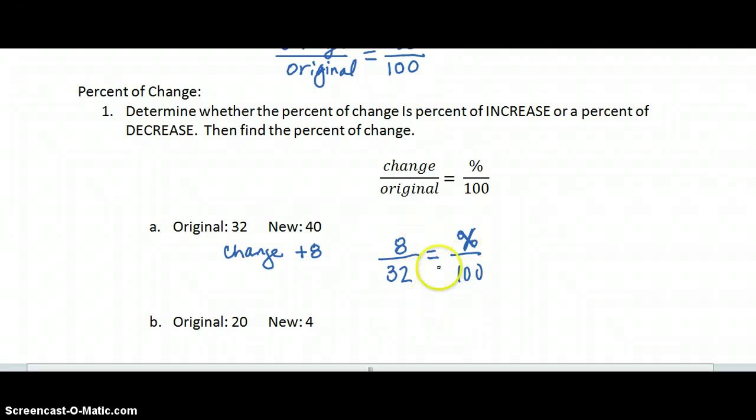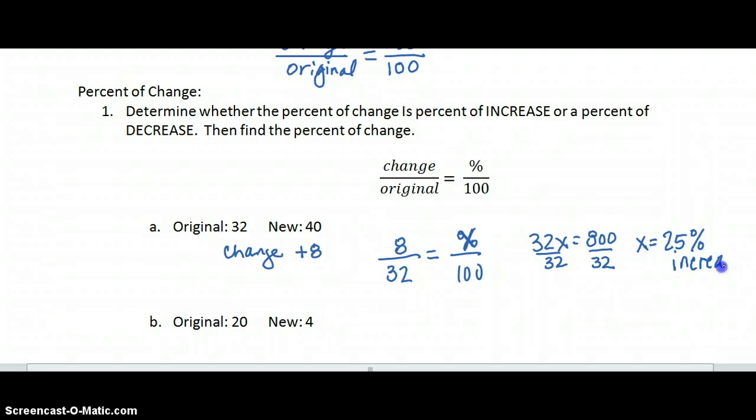As we cross multiply to solve, 32x equals 800. Divide both sides by 32, and x is going to be 25. So it's a 25% what? Increase. That would be our final answer.